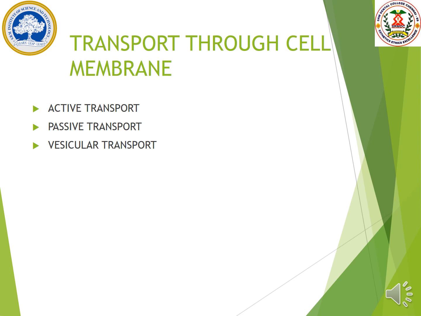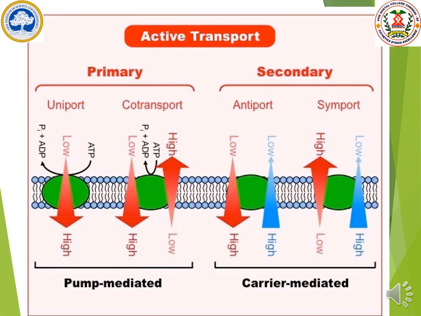So first we can see about active transport. Active transport means the ionic exchange which takes place with the help of ATP. This we call active transport. In passive transport, the transportation occurs without the utilization of ATP. This we call passive transport. And vesicular transport is a special transport where phagocytosis, endocytosis and pinocytosis occur.